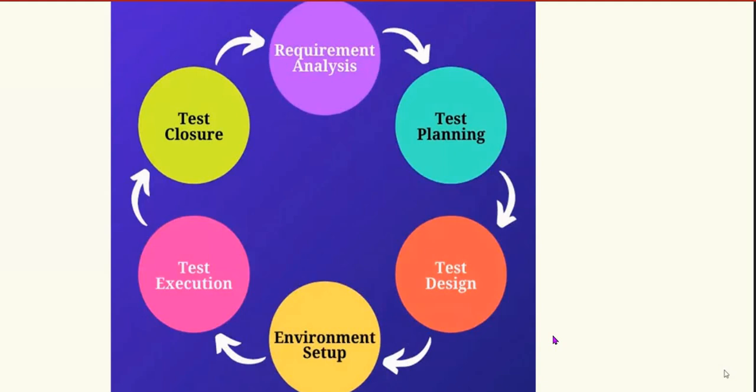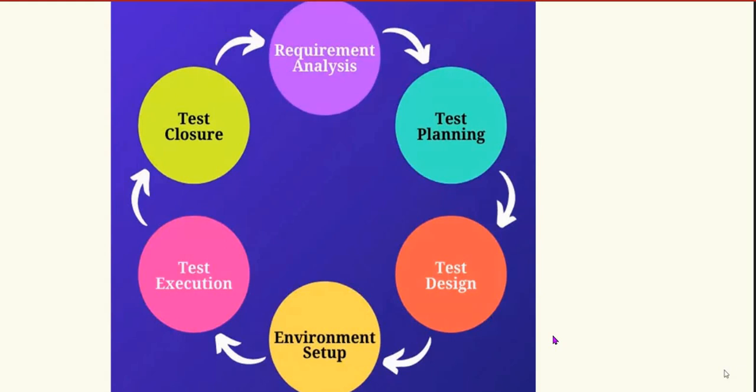So next, the test closure phase. In this phase, the completion of test execution involves several activities like a test completion report, collection of test completion metrics, and test results will be provided. So it evaluates the completion criteria based on time, test coverage, cost, software, and quality.